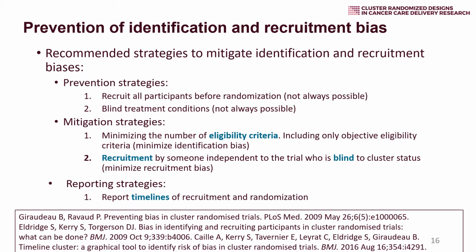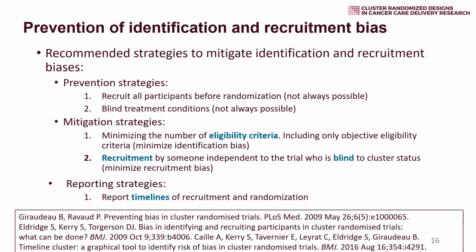There are ways to prevent identification and recruitment biases. So there are some key prevention strategies. The first is to recruit all participants before randomization, but this is not always possible. We'll have a look at some examples where it's not possible. The second is to blind the treatment conditions, again, not always possible. So then we move on to mitigation strategies.